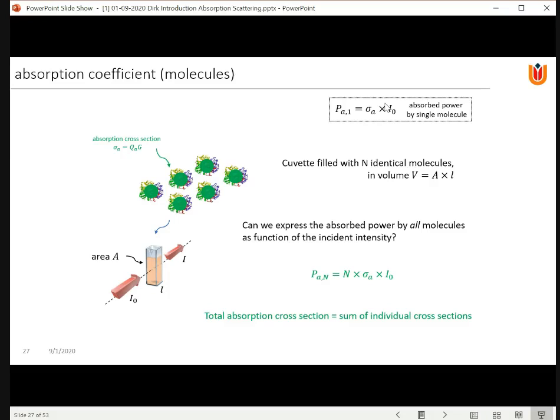Now we can of course relax the idea that all these molecules have to be completely identical. The last statement still holds. If you have a bunch of molecules, then the total absorption cross-section is the sum of the individual cross-sections in the cuvette.